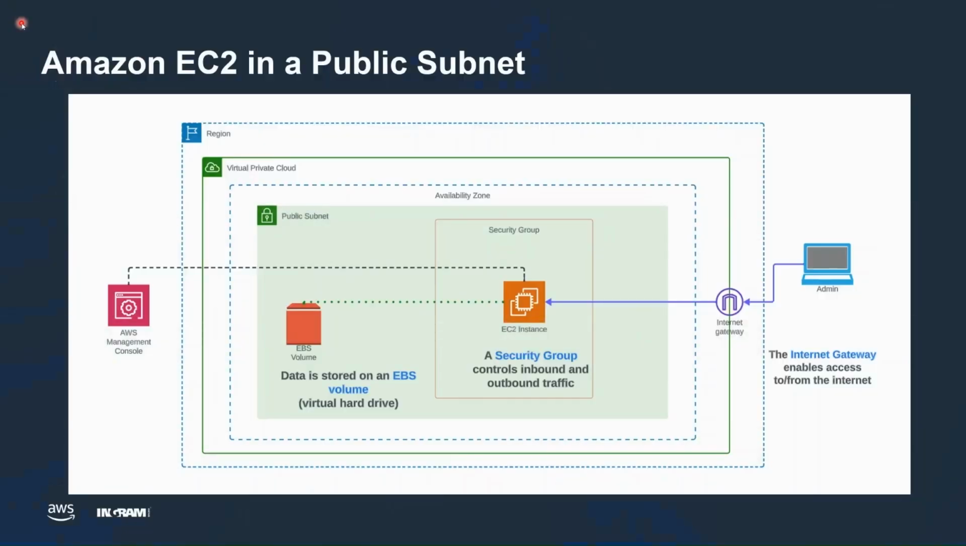Welcome to this demo. In this demo, we're going to launch two EC2 instances. And on the screen now, you'll see a simple network diagram of what we're going to do. We're going to launch a Windows instance and an instance running Linux as well. We're going to launch our instances in a public subnet.